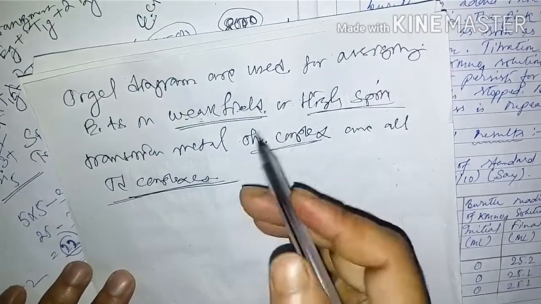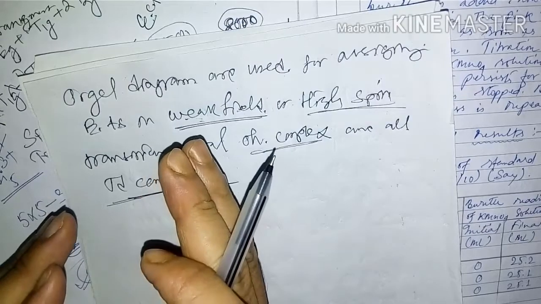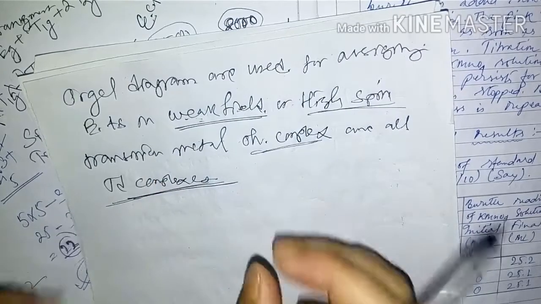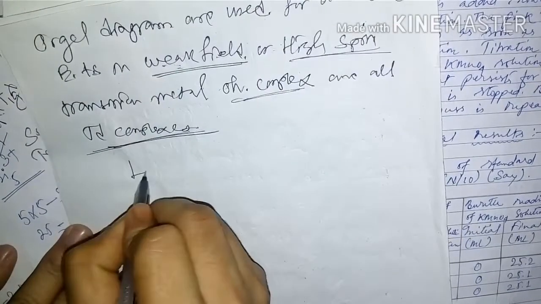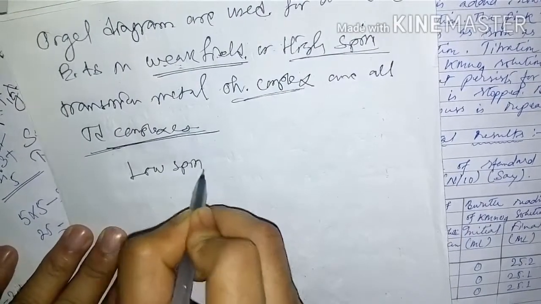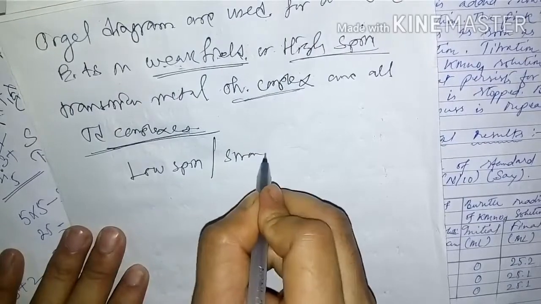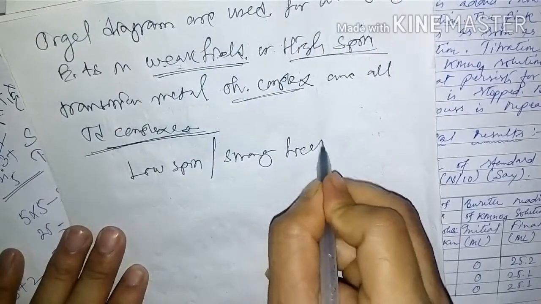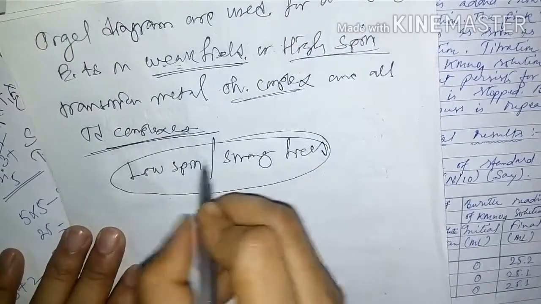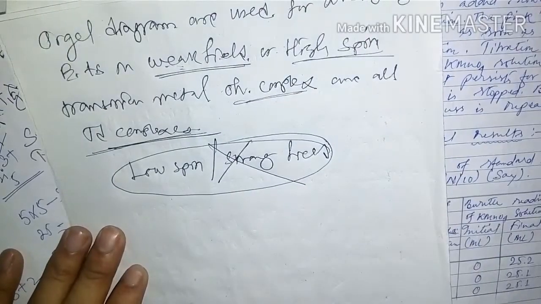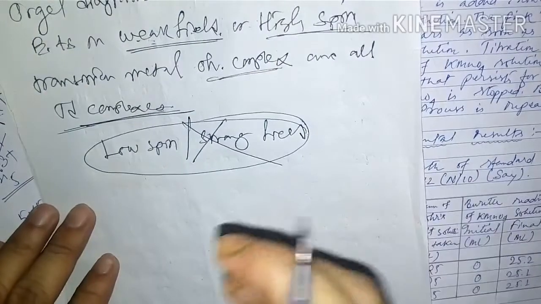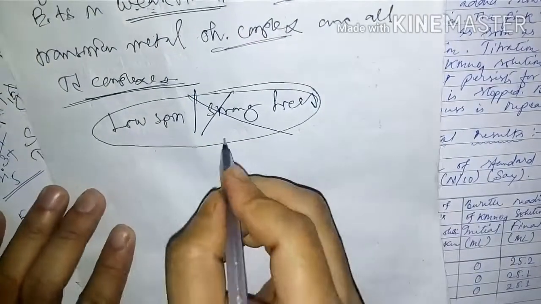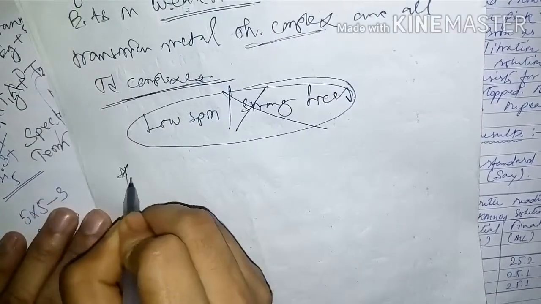So the diagram is this one, the Orgel diagram. The Orgel diagram cannot be used for low spin. For low spin or strong field, this Orgel diagram cannot be used. Why can it not be used? Strong octahedral field, strong.